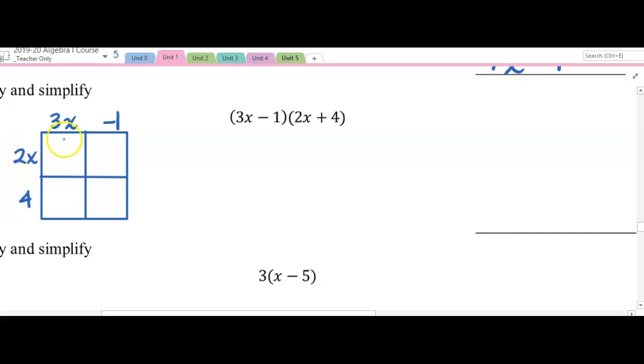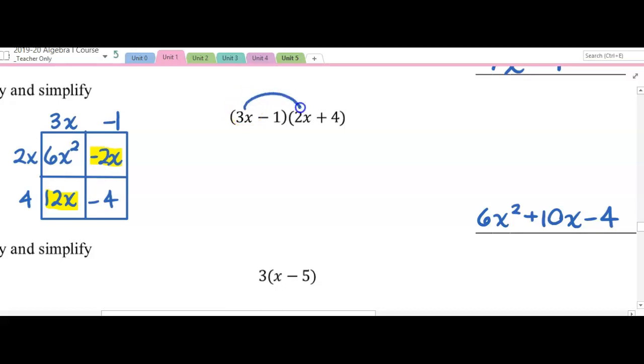2x plus 4, and we multiply to get 6x squared, negative 2x, 4 times 3x is 12x, 4 times negative 1 is negative 4. And you'll notice that these terms are like, so when I write my solution, I get that for an answer. Again, you could also do first, outer, inner, last, and you would get the same answer.